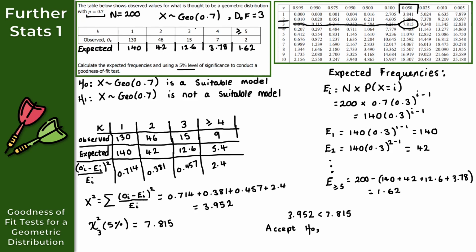And basically here to conclude with, we just say that there is evidence to conclude that this distribution here is a suitable model for a geometric distribution, or it is just a suitable model, right? So there is evidence to suggest or conclude that X following a geometric distribution with parameter of 0.7 there is a suitable model. I'll just put is suitable, okay? Because I'm running out of room a little bit. But there we have it.